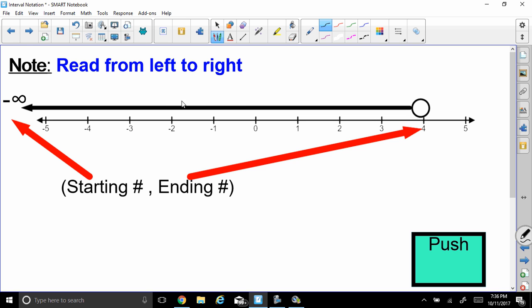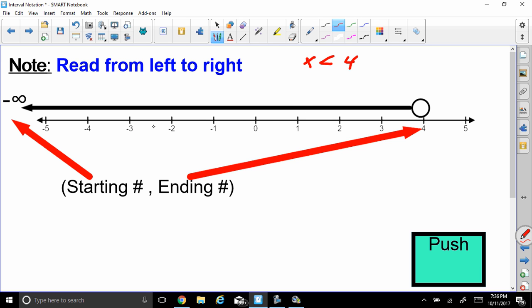And here's one. We got all these numbers going this way less than 4. So let's write the inequality notation first. So we have x is less than 4. All these numbers are less than 4: 3, 2, 1, -1, and so on. So let's take a look.